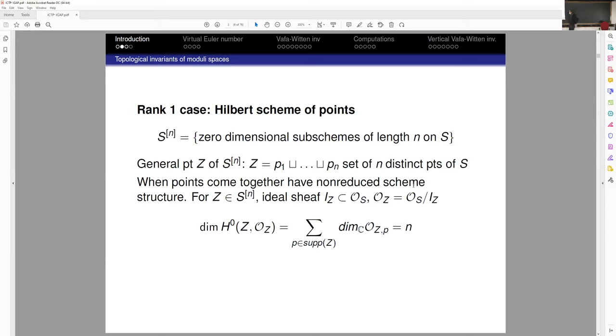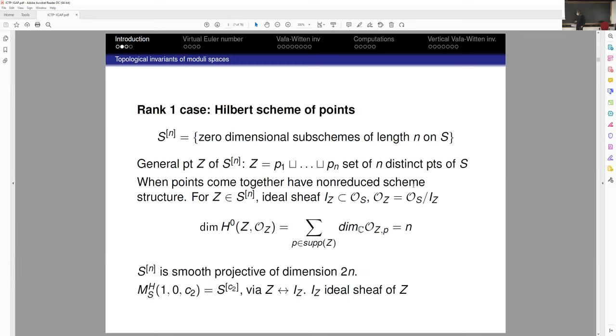The quotient is the structure sheaf of the subscheme. And the length n is the total dimension of this structure sheaf as a vector space. It's finite dimensional, and that's the number of points. Okay, now with multiplicities. It is a well-known fact that this Hilbert scheme is smooth projective and has dimension 2n, in particular smooth, compact, and has dimension 2n.